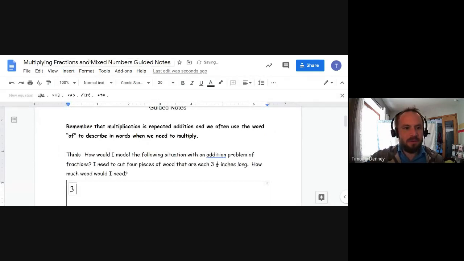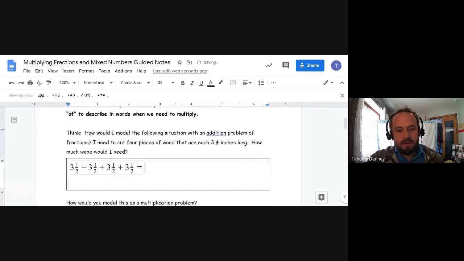3.5 plus, do that 4 times. And recall from when we're adding and subtracting fractions, the most common method in order to work with mixed numbers is to change the mixed number into an improper fraction. So I'm going to go ahead and do that.